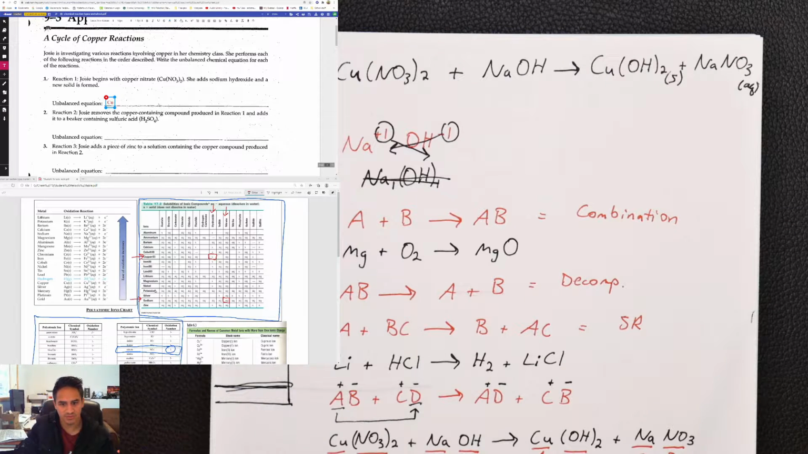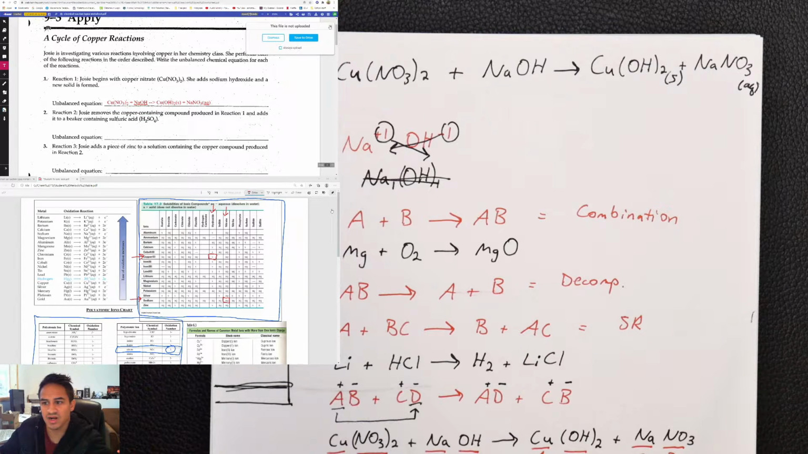So you can write Cu(NO3)2 plus NaOH, and we get Cu(OH)2, it's a solid, plus NaNO3, and that is aqueous. Okay, so this is unbalanced. Now they're not asking us to balance it, so you know what, we're going to balance it anyway, even though they're not asking us to, because we're probably going to have to at some point.